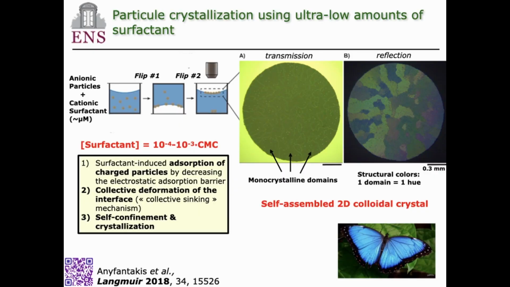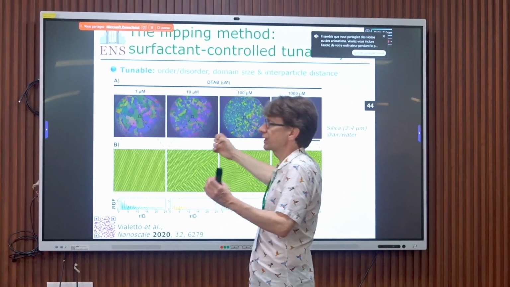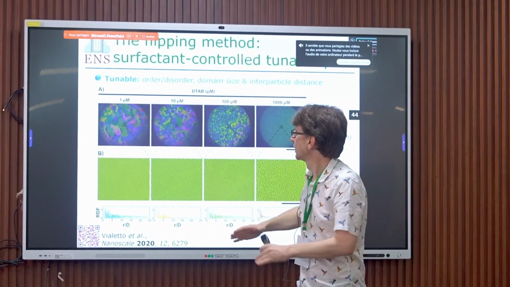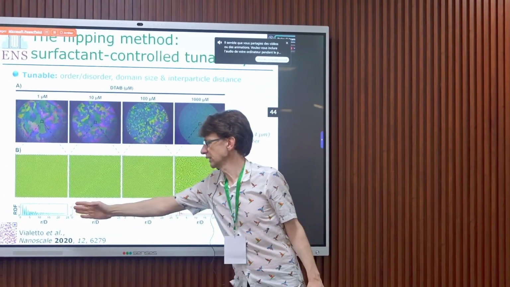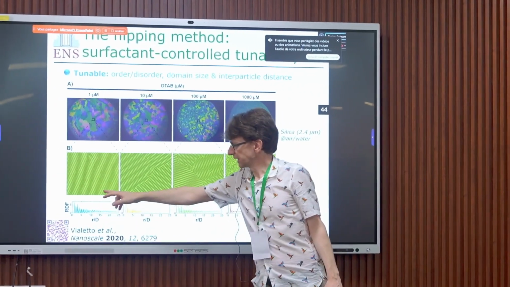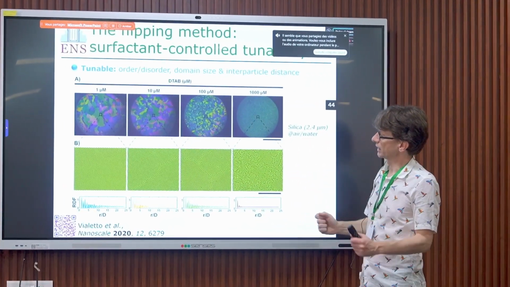And if you look with just white light, you will have structural colors, and each domain gives one color because it has a different orientation. And this is quite nice. Then you can play with the system. You can tune the interaction just with surfactant. If I increase the surfactant concentration, my particles become less and less repulsive, and my crystal starts to be less and less ordered. You see, you have very nice organization when it's very repulsive, and I'm progressively losing it as I lose the repulsion. With that, I can control the grain size from very small grains to very large grains.